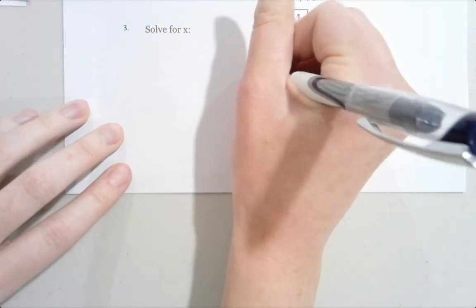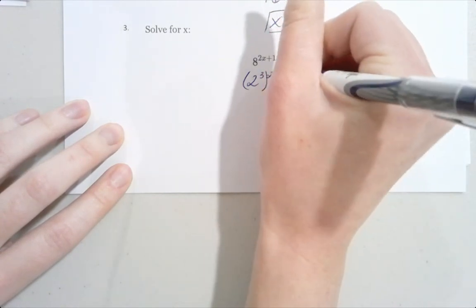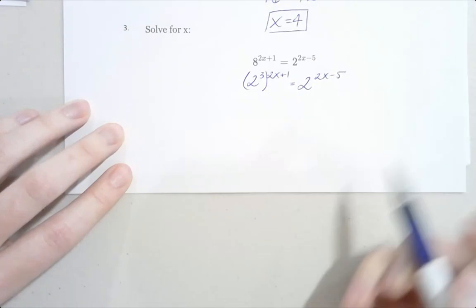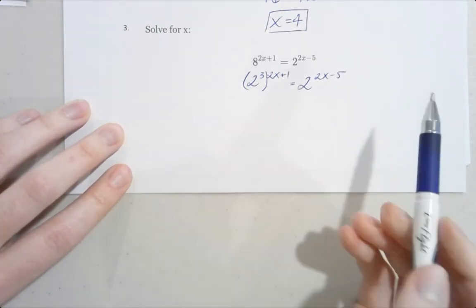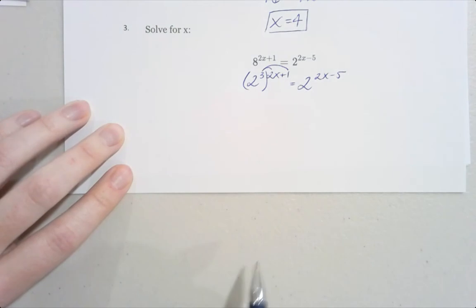Yes, 2 to the third. So if I rewrite 8 as 2 to the third, and again keep my exponent of 2x plus 1, then I can go ahead and move forward with this problem. I have equal bases, so now I just need to clean up my exponents. Remember, when you have an expression, you need to distribute to everybody.